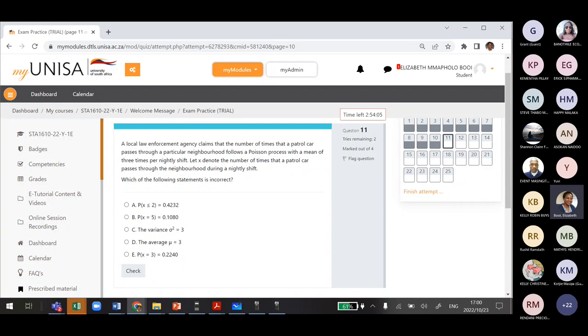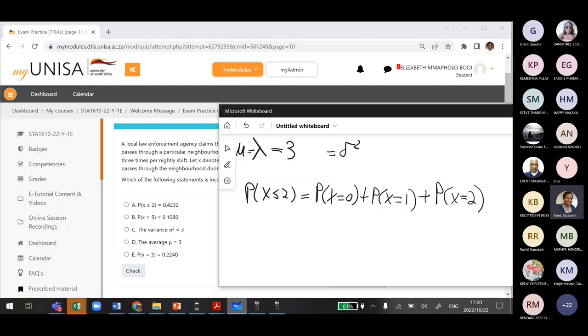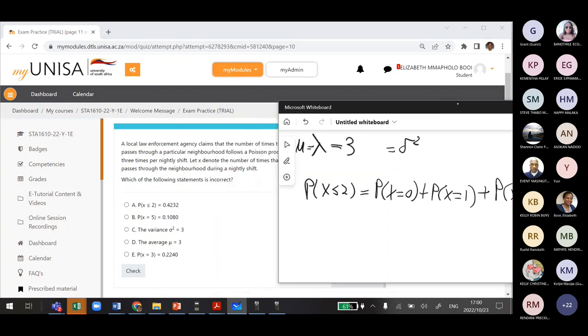So now let's see. I'm going to pull up my... the variance is equal to 3. Yes. And the average is equal to 3. Then there is no incorrect answer here.